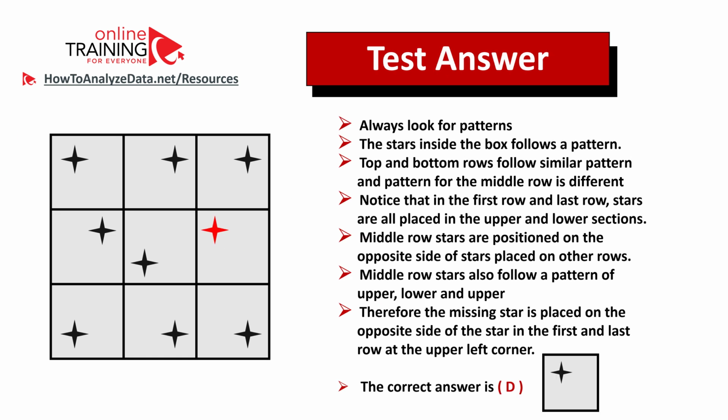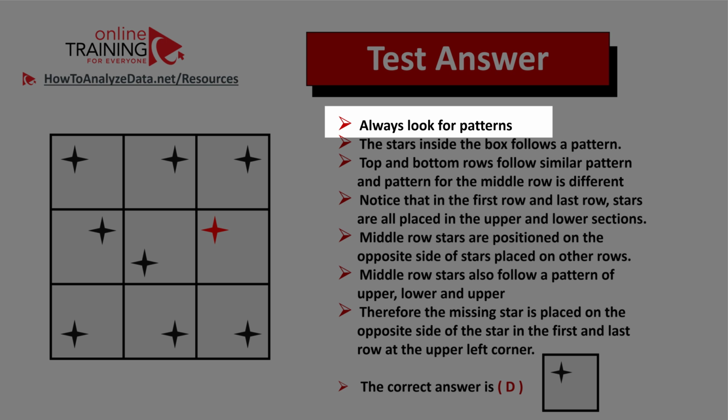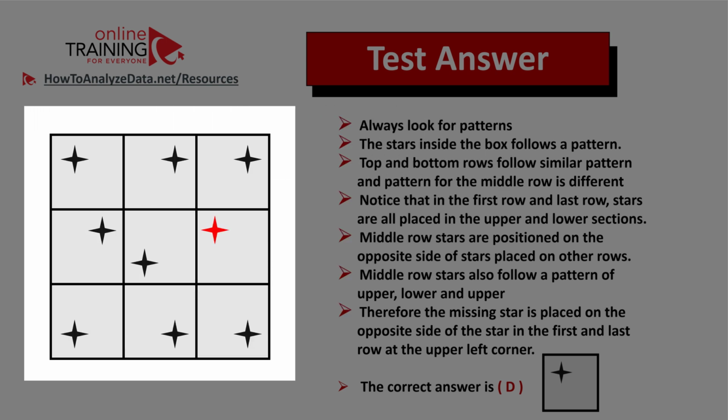As usual, the best advice I can give you is always look for patterns. So there are multiple patterns going on. Let's look at each one of them. The first pattern is that the top and the bottom rows follow similar patterns. You see the location of the stars. For the top row, they are in the top, and for the bottom row, the stars are at the bottom part of the bottom row.